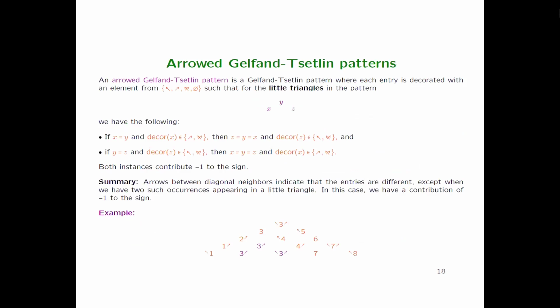So an arrowed Gelfand-Zetlin pattern is a Gelfand-Zetlin pattern where in addition, it's again a decorated Gelfand-Zetlin pattern, but now you also allow that the element has no decoration. And I indicate this with the empty set. And now the rule is the following. If you take a little triangle in your Gelfand-Zetlin pattern, and you have the situation that x is equal to y, and actually x is pointing to the y, which was previously not allowed, then also the set must be equal to x and y, and from the set there must be a decoration pointing to y.